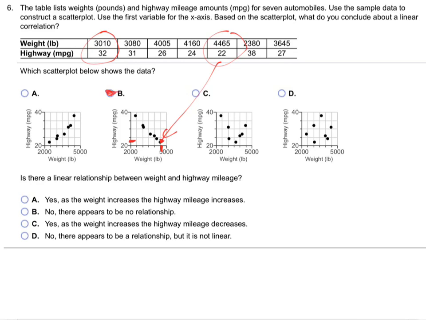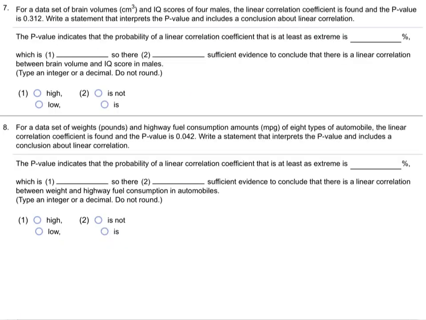Is there a linear relationship? Yes. It's one of these yeses. Which one is it? The weight increases, highway mileage decreases. The highway mileage increases? No, decreases. Yeah, so decrease. Yeah, C. Good. Easy on that. All right, on we go.